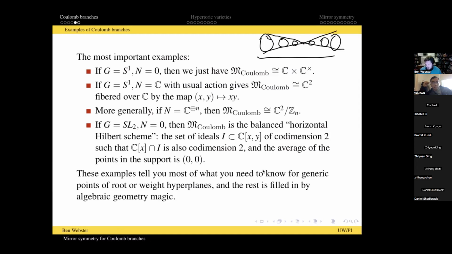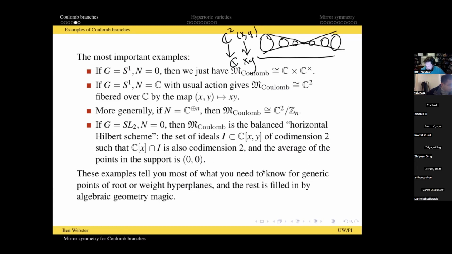And this is actually, I'm looking at C2 mapping to C via the map XY maps to X times Y. Right, so if the product is non-zero, then I get a copy of C star as the fiber, and then over 0, things degenerate, and I get 2 lines instead of that copy of C star. All right.